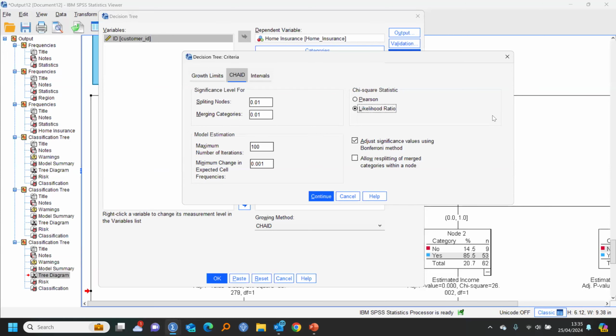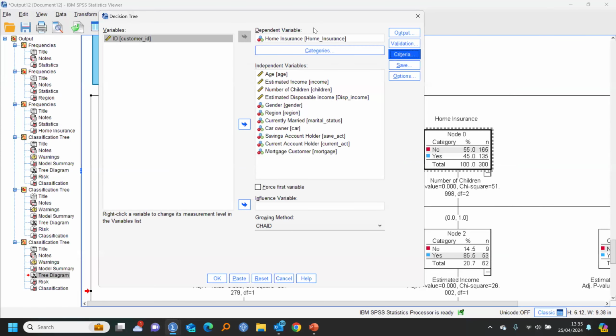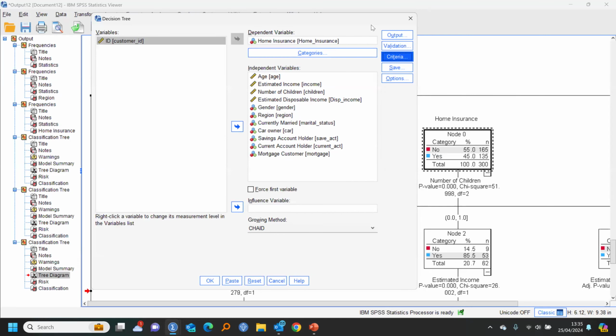And something you should never really switch off is adjust significance values using the Bonferroni method. That means that it takes account of the fact that you're doing multiple statistical tests, and it adjusts overall to make sure that the tree is still statistically significant, taking into consideration the number of statistical tests that you're doing.